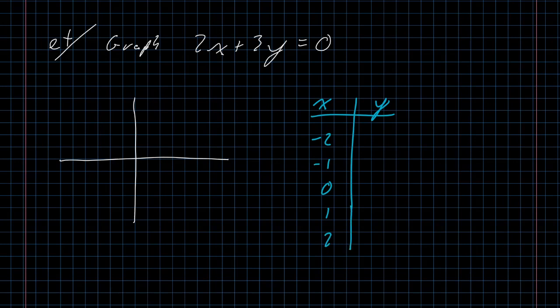If I plug in x equals -2, I get that y is 4/3. If I plug in that x is -1, I get that y is 2/3, 0, -2/3, and -4/3. So with just that information, I can start plotting some points. And then playing a simple game of connect the dots, we have a nice graph of a line.